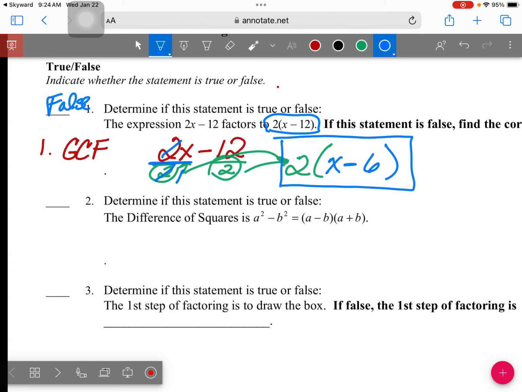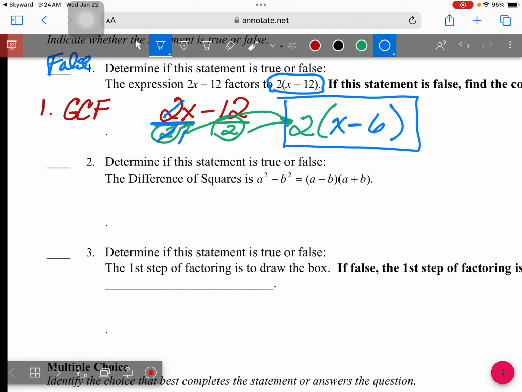All right. Difference of squares. Difference. What operation does difference imply? Addition, subtraction, multiplication, or division? What operation does difference imply? Subtraction. So the difference of squares. Well, yeah, that's a square, and that's a square, okay?